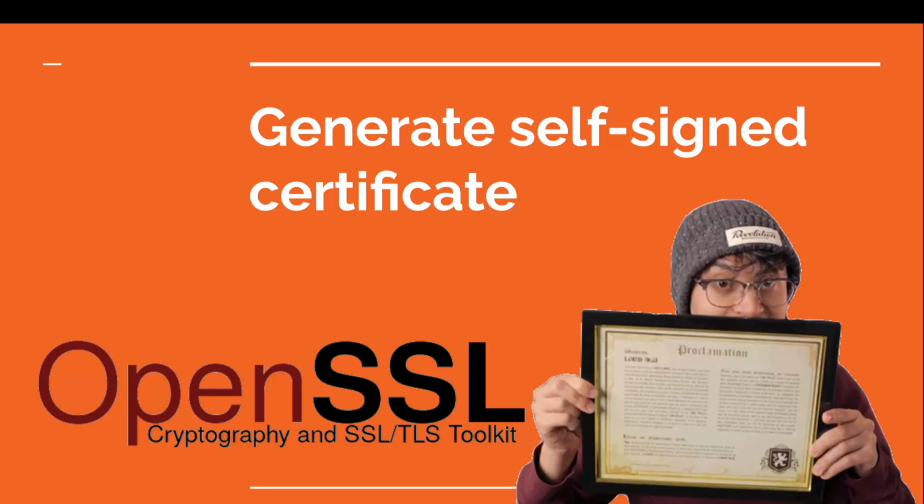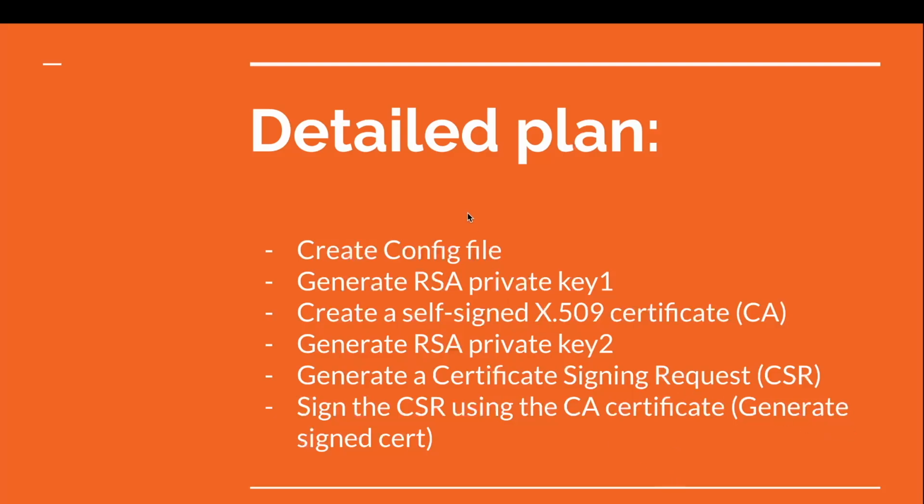I hope you've grasped the idea now, so let me show you a more detailed plan. First, we will create a config file that will be used by the CA and CSR. Then we will create our first private key to sign the CA. Then we will create our second key and we'll use it to sign our CSR. And lastly, as I mentioned in the previous slide, we will sign the CSR using the CA certificate.